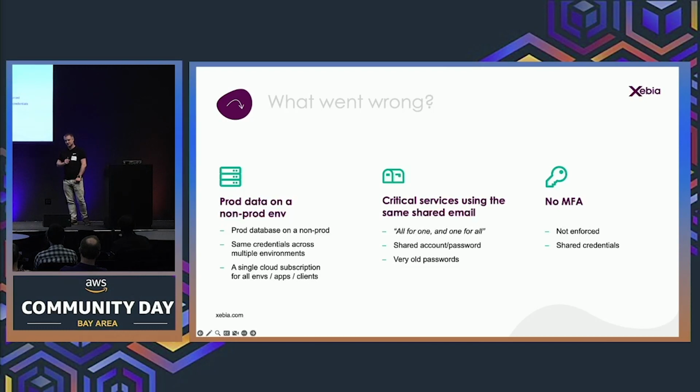Critical services using the same email address. This was also interesting because the webmail showed not only AWS-related emails, but there were also emails from Datadog and other services. And it was the email used for all of their tools. Yeah, I just got access everywhere.